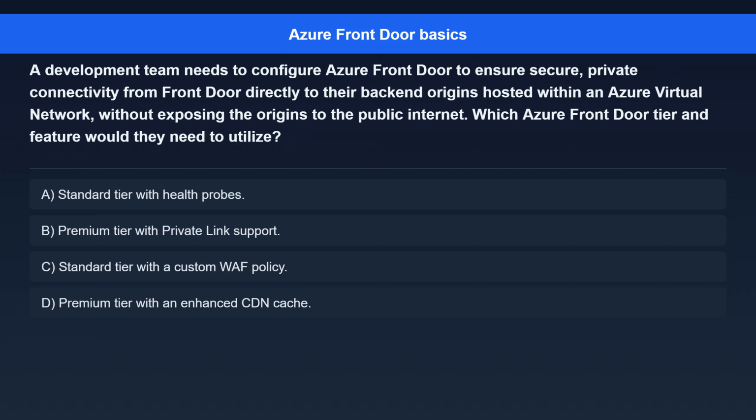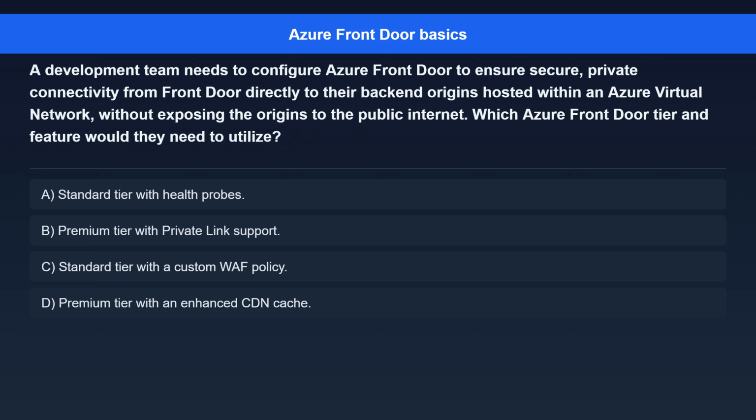Question 3. A development team needs to configure Azure Front Door to ensure secure, private connectivity from Front Door directly to their back-end origins hosted within an Azure virtual network, without exposing the origins to the public internet. Which Azure Front Door tier and feature would they need to utilize?